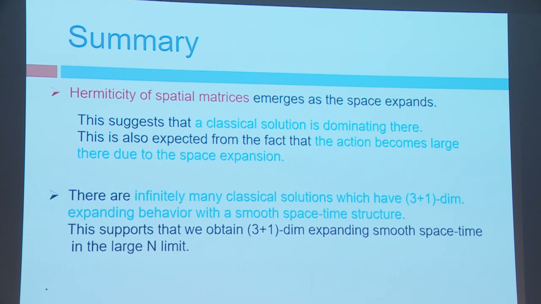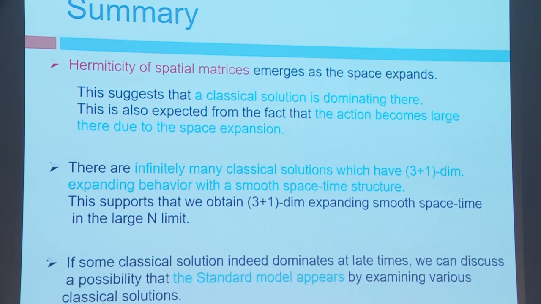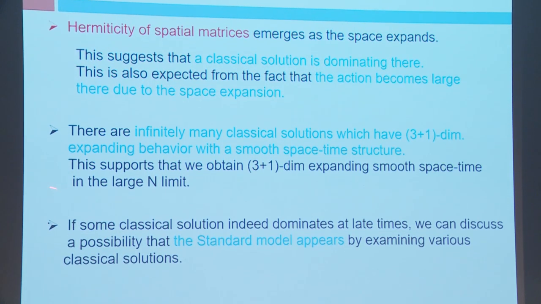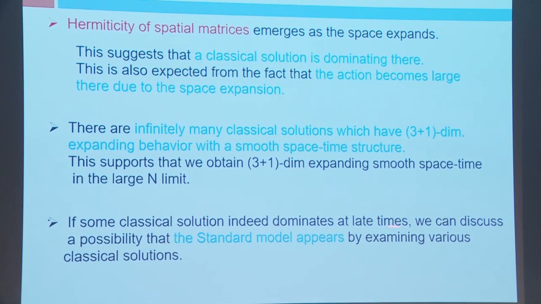So we found that there are infinitely many classical solutions which have 3 plus 1 dimensional expanding behavior with a smooth space-time structure. This supports that we obtain 3 plus 1 dimensional expanding smooth space-time in the large n limit. Also, if some classical solution indeed dominates at late times, we can discuss the possibility that the standard model appears or not by examining various classical solutions.